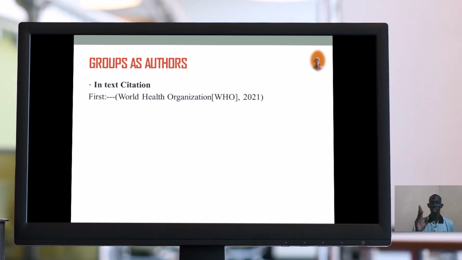If you cite for the first time, you type the whole name of the organization, and then you put the abbreviation in brackets, and the year of publication. Now, when you cite it for the second time, there is no problem. You can just put the abbreviation of the organization, and then the year of publication, all of them in brackets, and that is all.